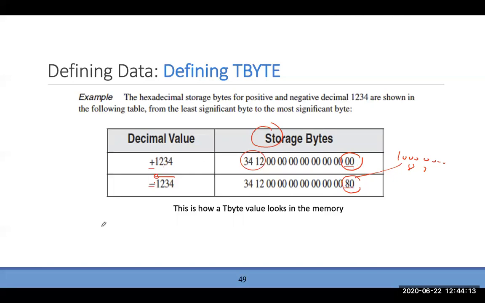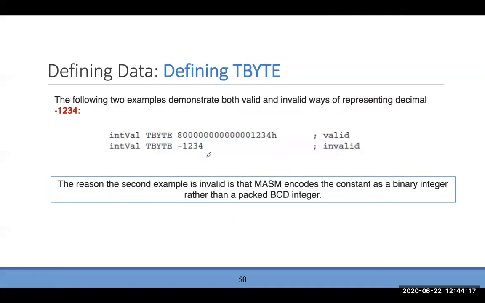a positive value. So this is invalid. If you look at this number, this is invalid. Can you think about why this is invalid? Okay, so this is valid and this part is invalid, okay?